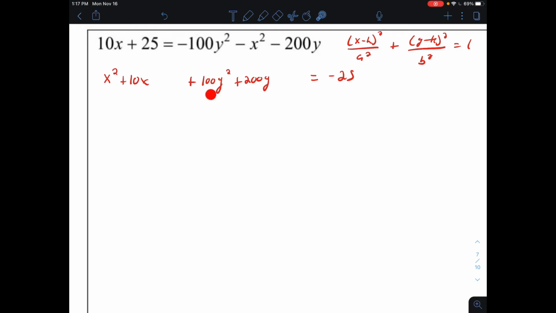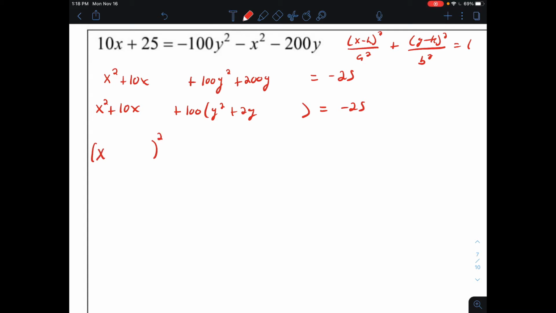I need to make the coefficient of y become a 1. Now, I can't just divide everything by 100, because then it's going to give me a coefficient of 1 over 100 for this x squared. So I'm going to have to work around that. So I'm going to have x squared plus 10x, and then plus, I'm going to factor out 100. So I'd have 100 times y squared plus 2y, leave myself a little bit of room here, is equal to negative 25. So I'm going to pre-make my next line, so that way I can show my factors being squared.